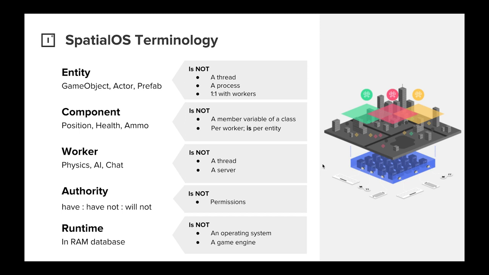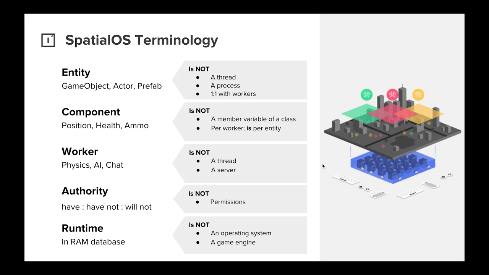And then finally, the last term is runtime. The runtime is our black box, our secret magic sauce. It's basically a JVM process we run alongside yours, and it's the thing that does all of the hard distributed systems stuff. It keeps the entity database in RAM. It orchestrates the workers that are required, and it ensures that there's no overlap or dropped messages or anything like that.